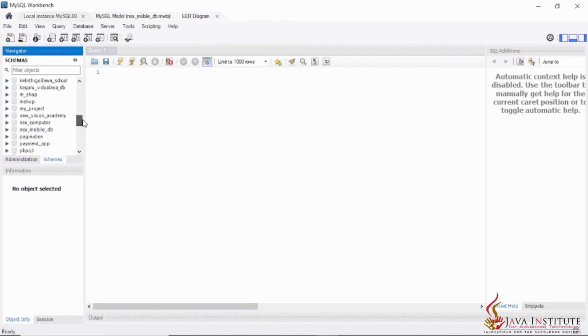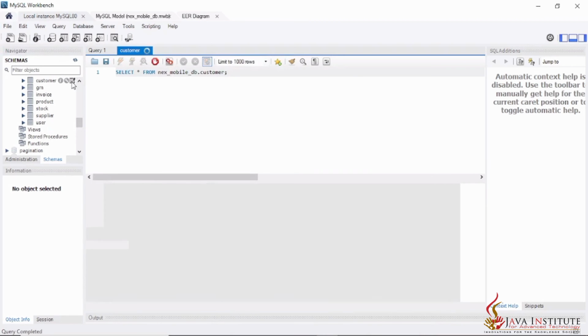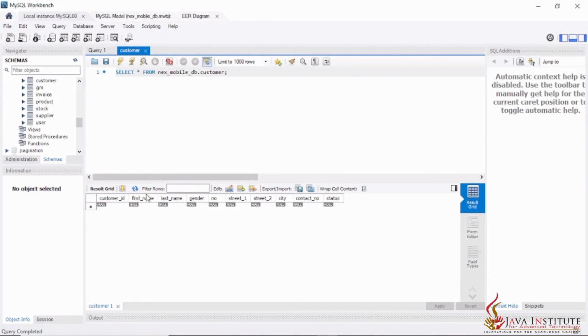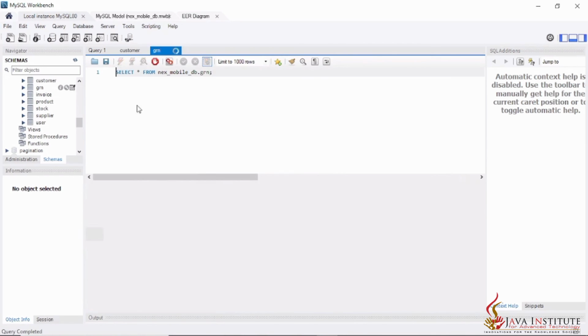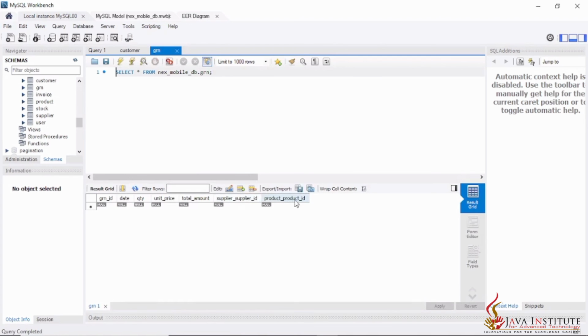You can see here the next mobile DB, this is the database we have created. These are the tables: customer table, GRN table, invoice table, product table, stock table, and the supply table. Then also the user table has been created. Here for the supply table, you can see the customer table, the GRN table, the supplier, supply ID, product. These are the foreign keys, and in that way the database has been forward engineered in a regular manner, in the correct way, and we can see it by going to this local instance.